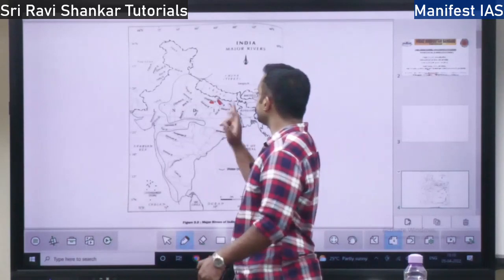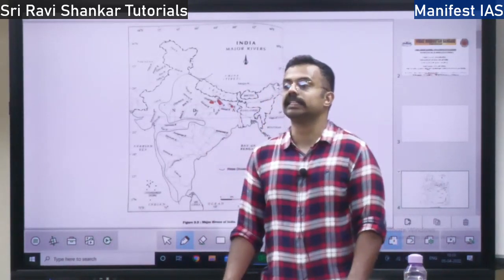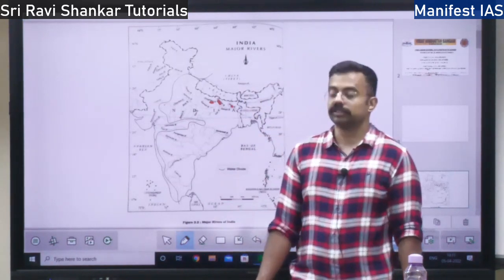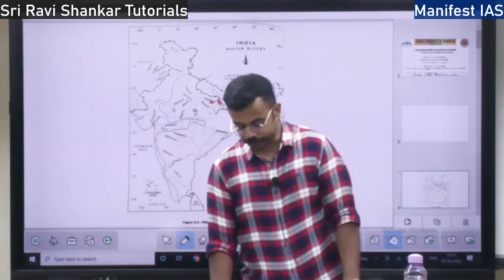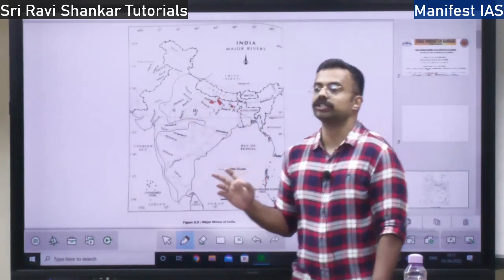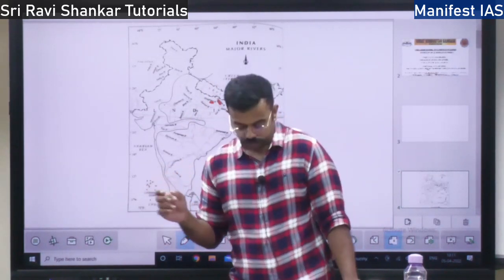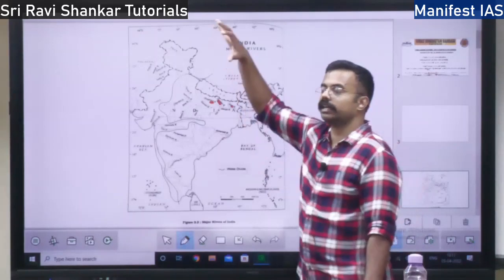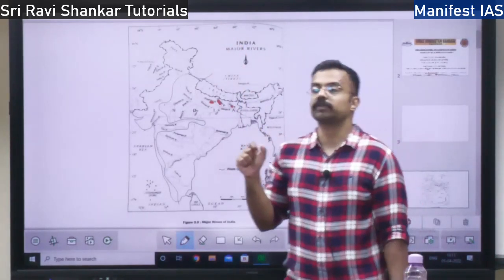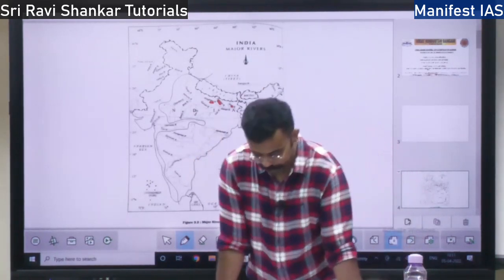Next you have the Kosi River. Where does it originate? It originates in the Tibet region. In the Tibet region, Kosi is called the Arun River. Kosi is called the sorrow of Bihar, right? Later on, seven rivers join and form the Kosi, called the Sapt Kosi. The Sapt Kosi River flows into the Ganga River, right?